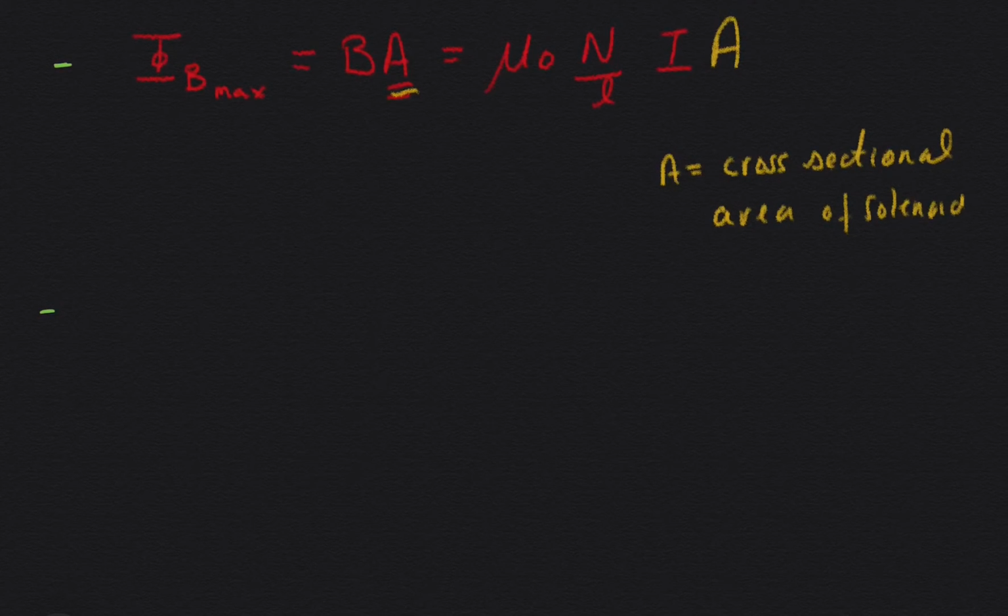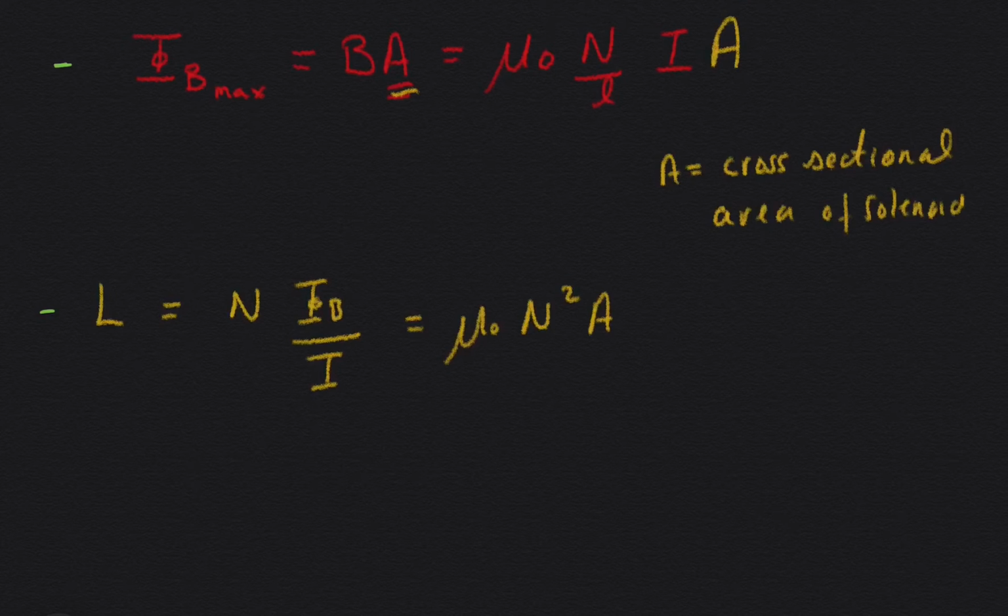Okay, so plug this back into the inductance. I can have that the inductance is equal to N times flux over I, which is equal to mu naught N, and N gives me N squared, A over L, there's I will cancel.